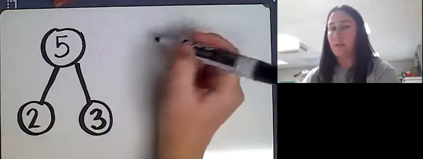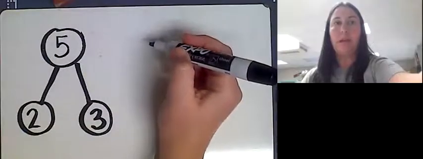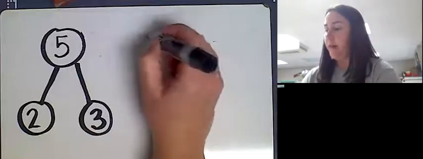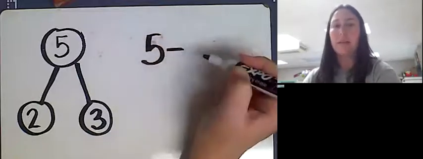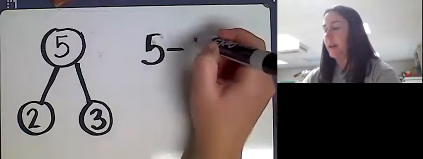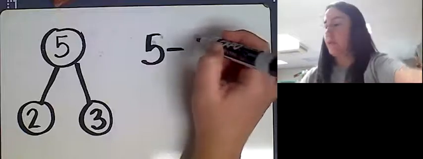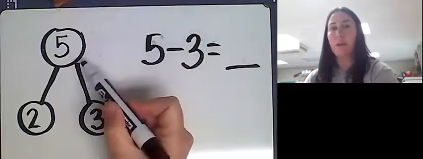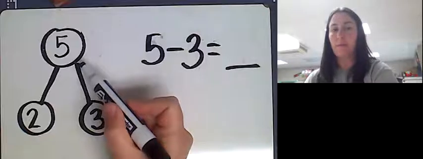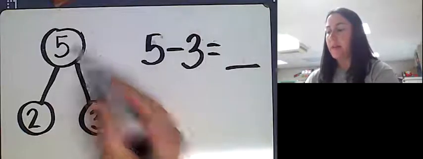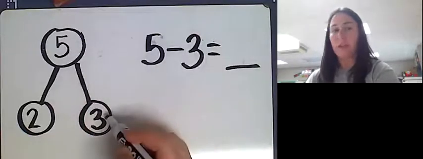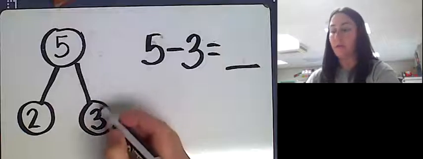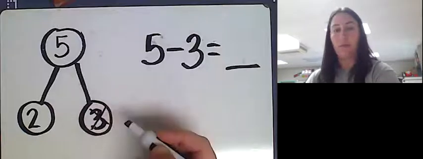So our problem is going to be 5 minus, subtract, take away 3. Now they can use their number bond to show this. They can see 5 and they can see minus 3, so they know the change is going to be with the 3. And they have also learned to cross out the 3.